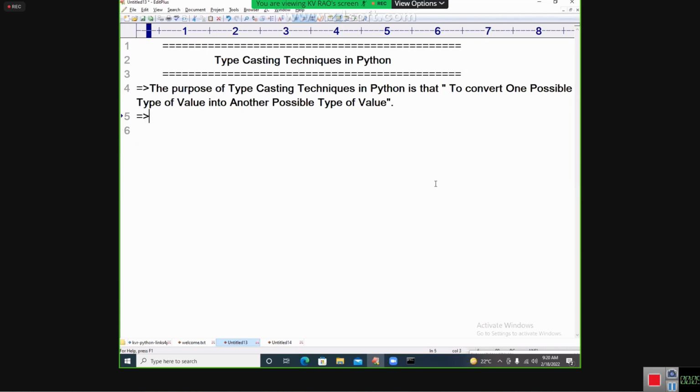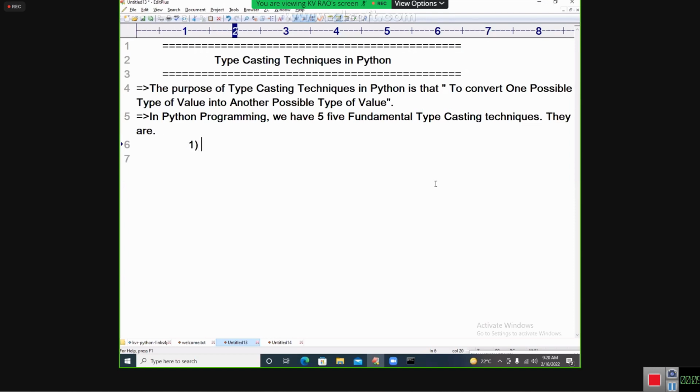Now I'm going to write it. In Python programming, we have five fundamental typecasting techniques. They are, see my dear students, first one is called what? Int. Int is a data type actually. Yes, ma, Srinivas. Follow me. Int is a data type. You have seen already in our class.